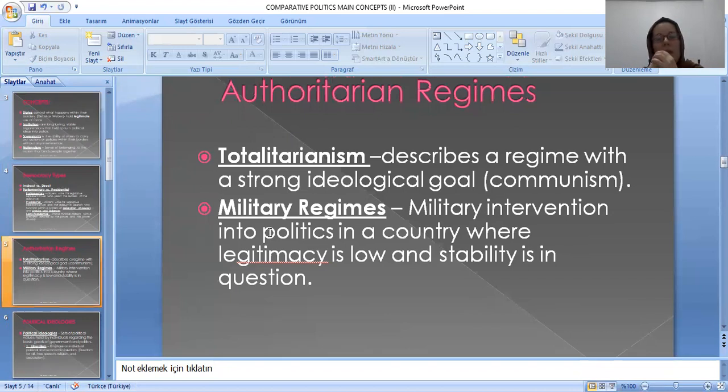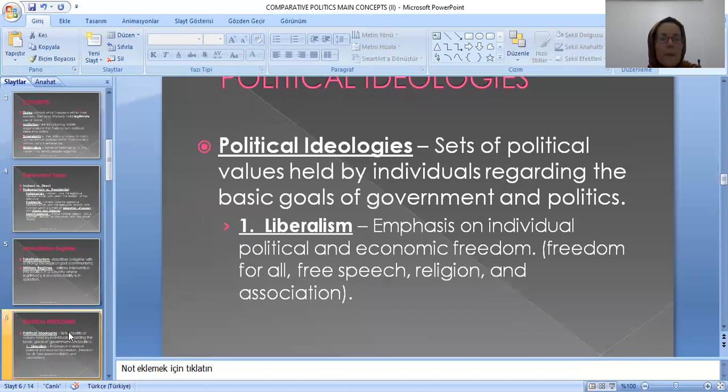Authoritarian regimes. The first concept that we should know while discussing authoritarian regimes is totalitarianism. Totalitarianism describes a regime with a strong ideological goal, like communism. Another authoritarian regime is known as a military regime. We must define military intervention. Military intervention into politics generally occurs in a country where legitimacy is low and stability is in question.